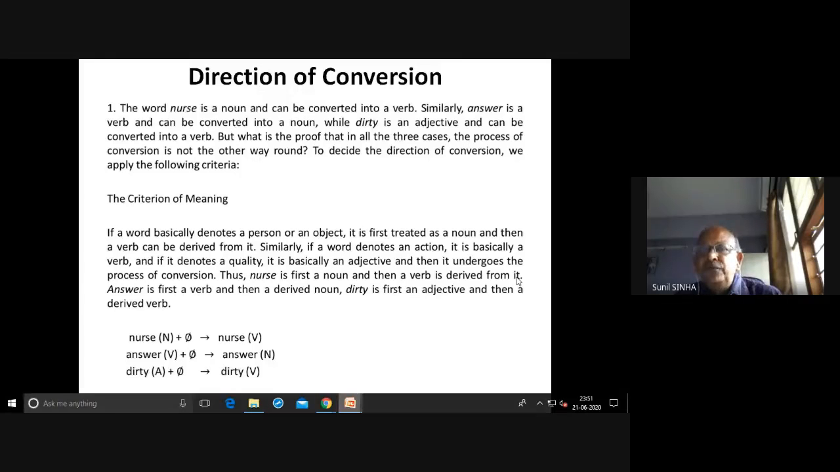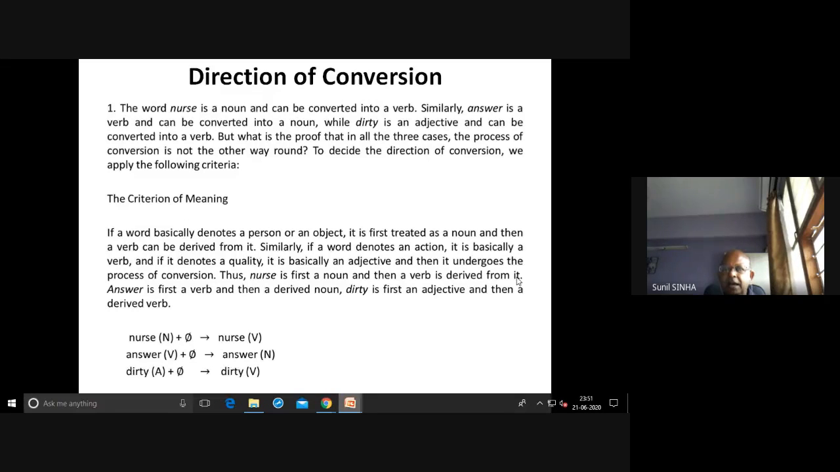But what is the proof that nurse as a verb has been derived from nurse as a noun? Why can't we say that nurse as a noun has been derived from nurse as a verb? I say the verb has been derived from the noun. Nurse is a noun. Nurse is also a verb. And I say the verb has been derived from the noun. Why can't we say that the noun has been derived from the verb? Do you get the question that I am asking?